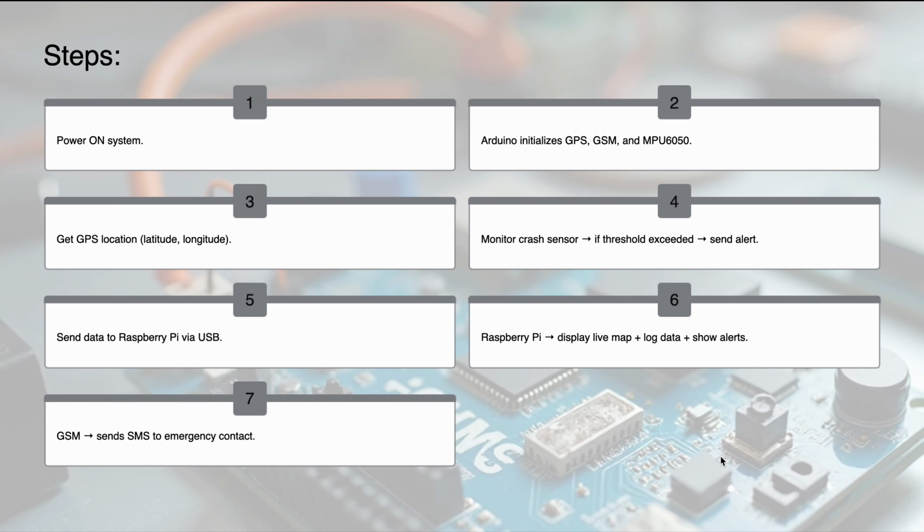The sixth one is the system flowchart. These are the steps of how the workflow of the system will flow. First of all, the power will be on. Second, the Arduino initializes the GPS, GSM and MPU 6050 sensors. Third, we will get the GPS location, meaning its latitude and longitude. The fourth is to monitor the crash sensor. If the threshold is crossed, meaning an accident happens, it will send an alert to the dashboard on the Raspberry Pi. Then the data will be sent to the Raspberry Pi with USB serial communication. Then the Raspberry Pi will display the live map plus the location data, plus it will show an alert in real time if a crash happens. Then the GSM module will send an SMS to the emergency contact.